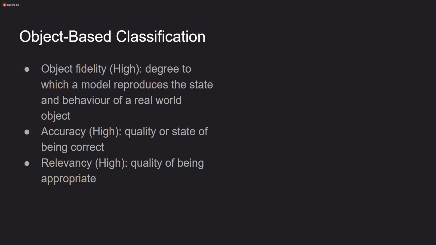Accuracy, the quality of being correct. As I just said, we want an accurate representation, not only in the object's boundaries, but the object's location. We'll talk about that a little bit when we get to accuracy assessment. And then finally, relevancy. Is the information that you're extracting relevant for the problem you're trying to solve?